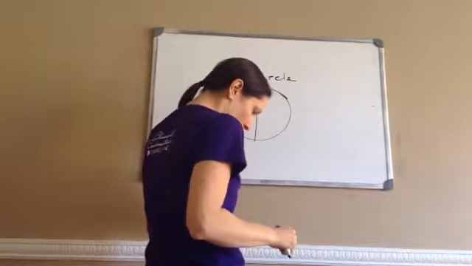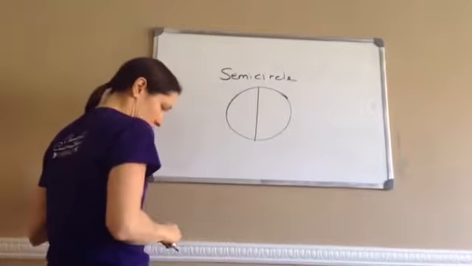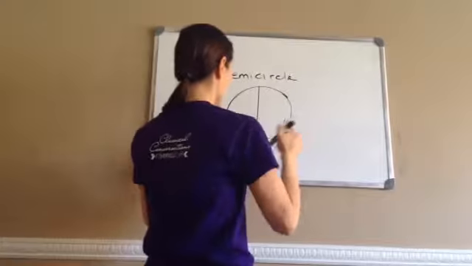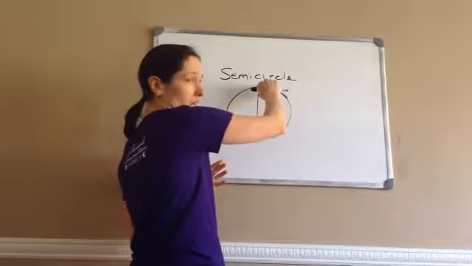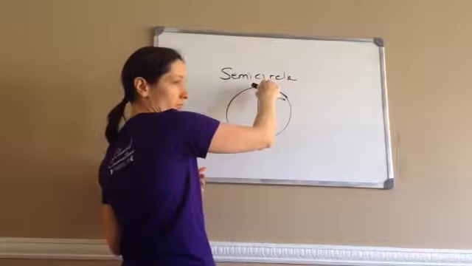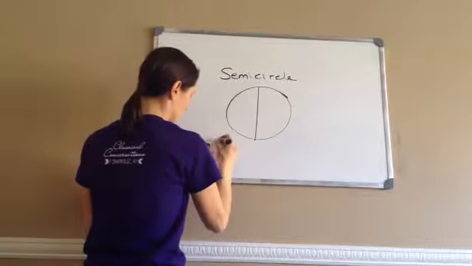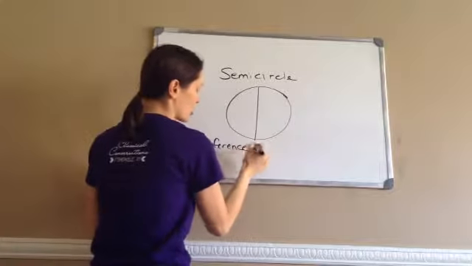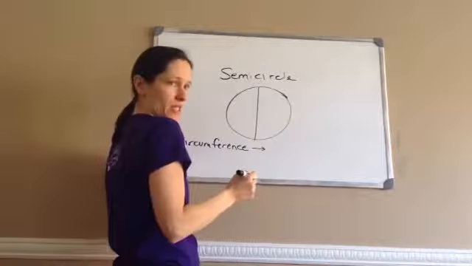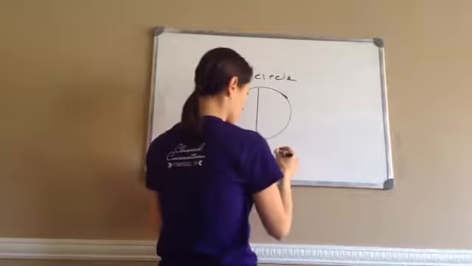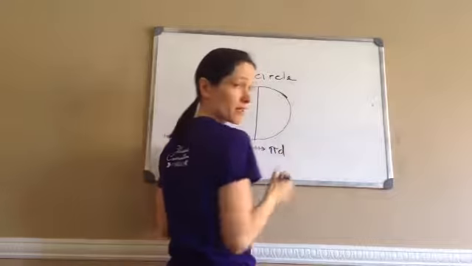Now, before I move on, let's review a few things. Do you remember what the distance around a circle is? What that's called? Circumference. Very good. Circumference, that's the distance around. Now, do you know what the formula for circumference is? Pi times d, diameter.